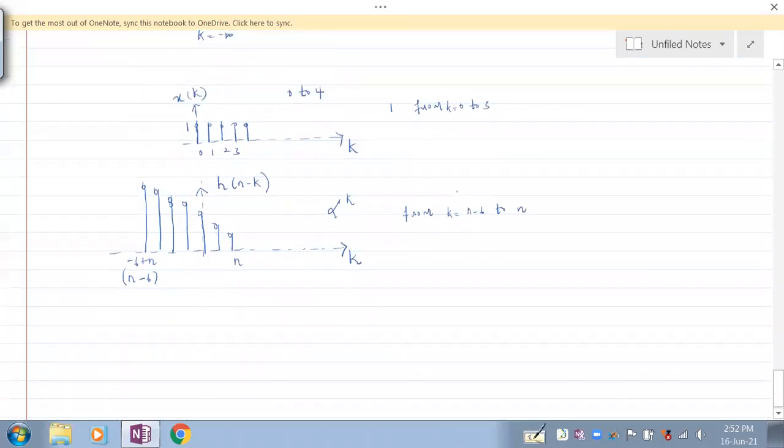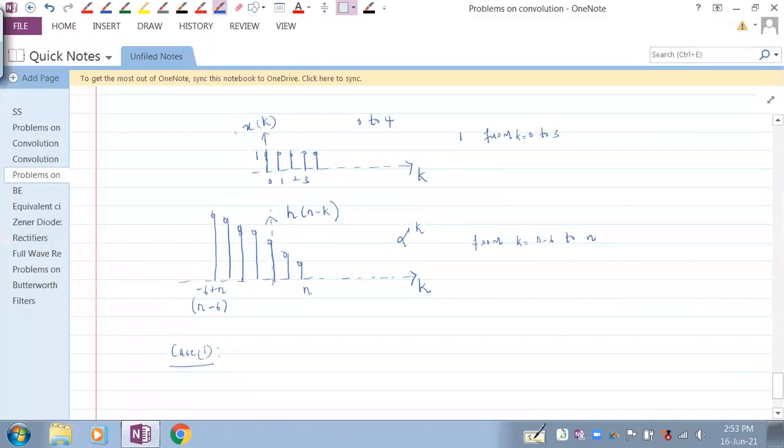Now, let's go with case number 1. Case number 1. Can you tell me when would there be a no overlapping case? Case 1, no overlapping case. Can you tell me now? When will there be a no overlap case? Let me just write that. See here, I'm writing no overlap case.